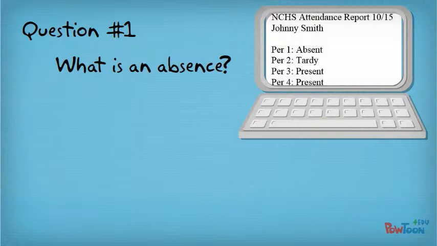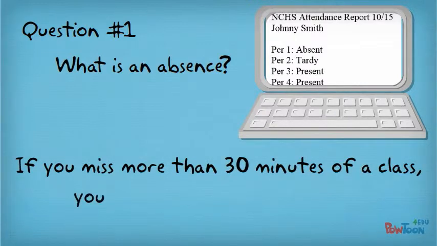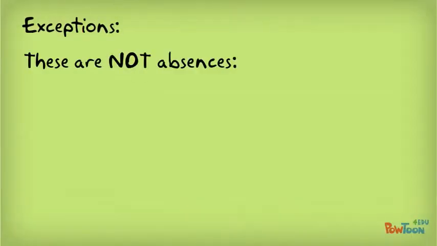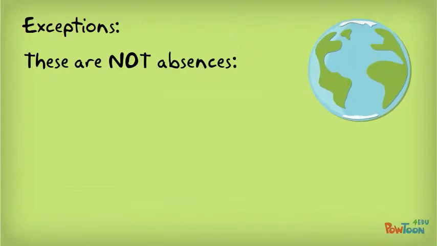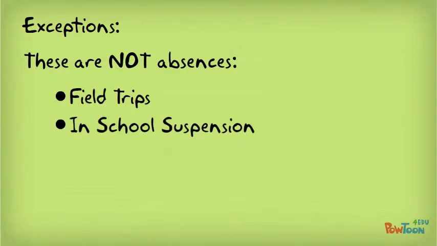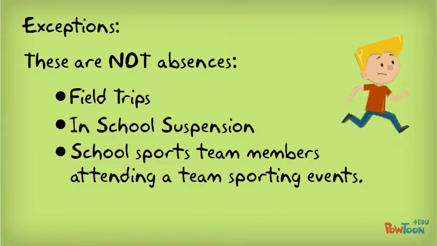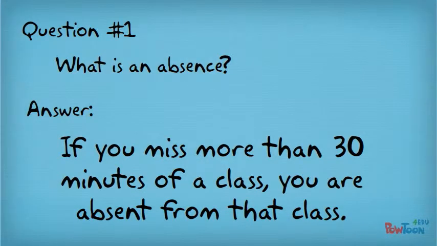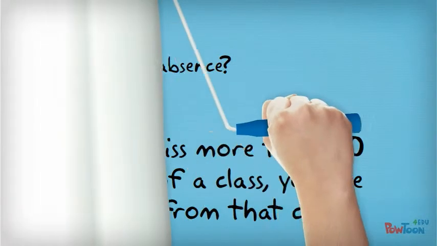So, what is an absence? If you miss more than 30 minutes of a class, you are absent from that class. There are a few times when students are not marked absent. That's when they're on a field trip, in-school suspension, or are a sports team member attending a team sporting event. Aside from those exceptions, if you miss more than 30 minutes of a class, you are absent from that class.